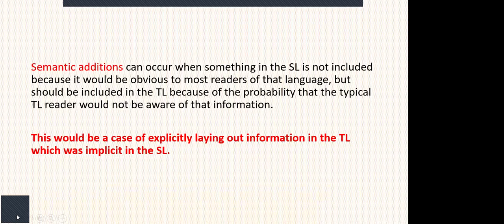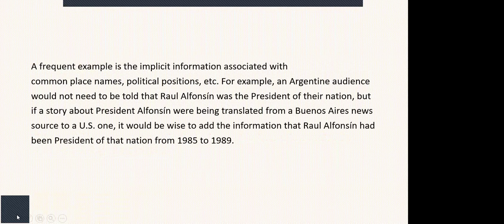Semantic additions can occur when something in the source language is not included because it would be obvious to most readers of that language, but should be included in the target language because of the probability that the typical target language reader would not be aware of that information. That may seem obvious to a reader, but target language audiences do not share the same cultural background, or do not have the same education level, so to speak. So this would be the case of laying out information in the target language which is implicit in the source language.